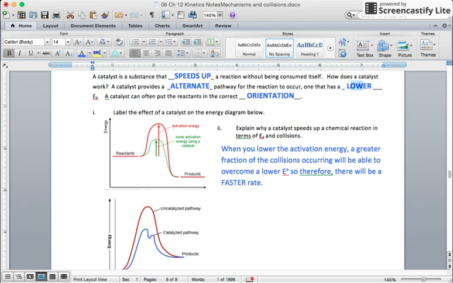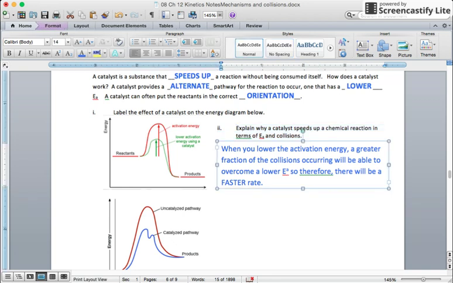So now be able to explain also in sort of a short answer type way, why does adding a catalyst cause the reaction to go faster? Well, when you lower the activation energy, a greater fraction of the collisions occurring in that sample will be able to overcome a lower activation energy. So therefore, more collisions getting over that hill, faster reaction rate.